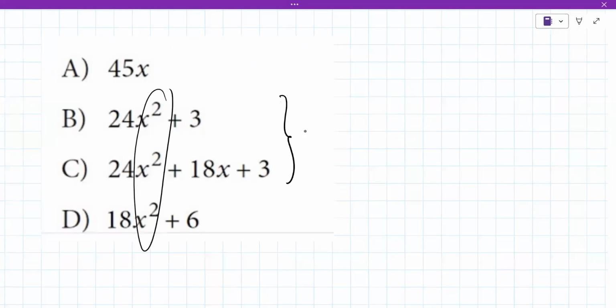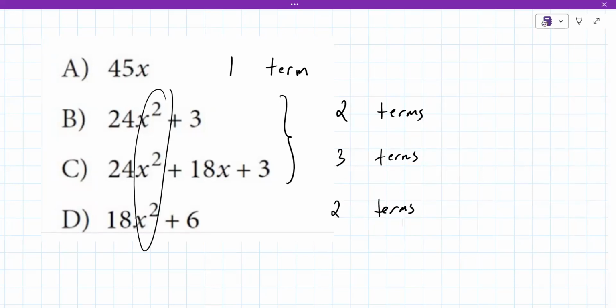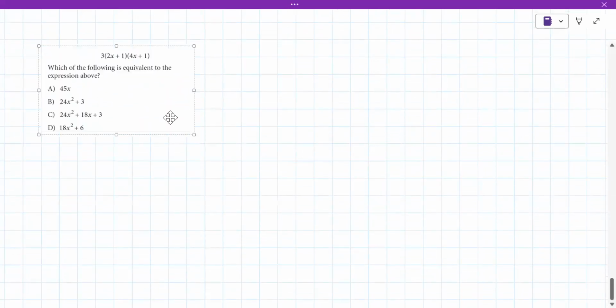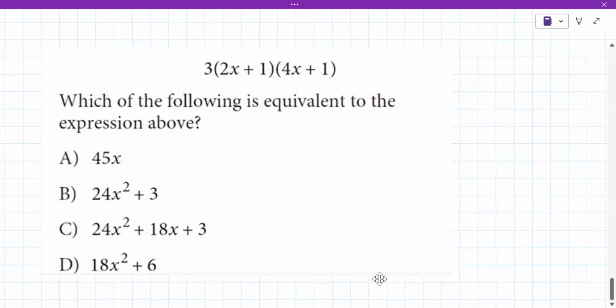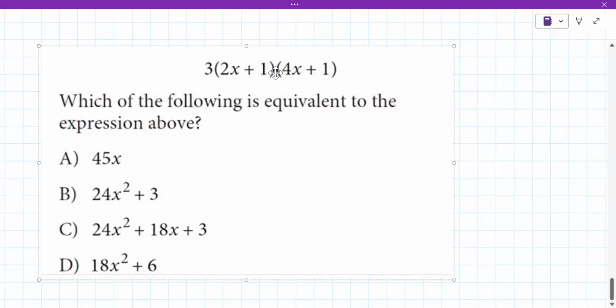One has 2 variables and the rest don't. Okay, so kind of related to that, the first answer has one term, the second answer has two terms, the third answer has three terms. Yeah, that's what I meant. Now I'll put the whole problem in front of you and see if there's something you can do to answer it. What you don't want to do is FOIL this, because that takes too much time.